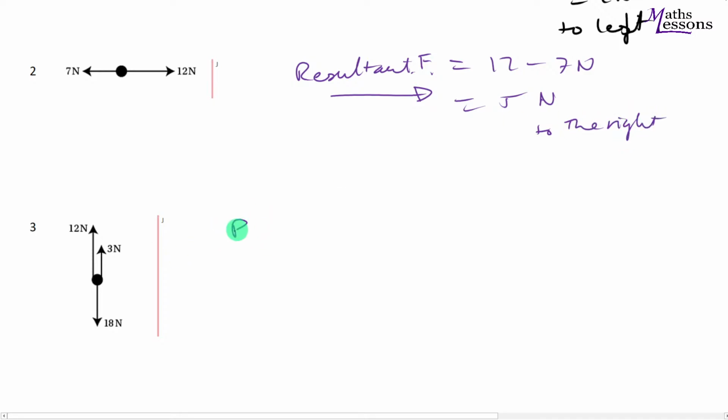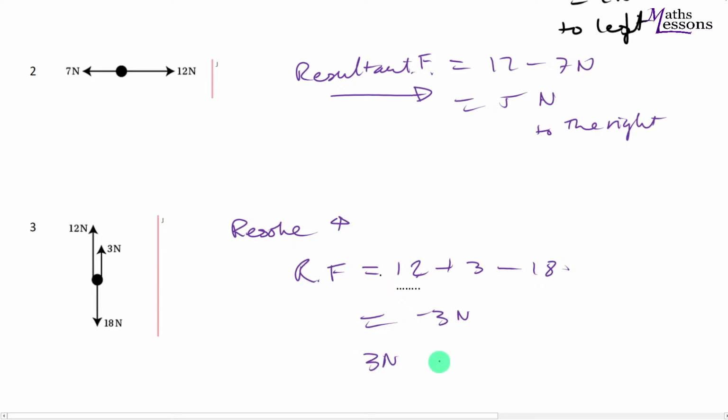Okay, and if I'm going to resolve vertically on this one, so the resultant force, I'm going to just use RF from now on to refer to the resultant force, is going to equal 12 plus 3 minus 18, and that gives us 15 minus 18, which is minus 3 newtons. So therefore, it's going to be 3 newtons downwards. Now in a question you might have up or down, or you might have left and right, or you might have X and Y as your references, or even bearings depending on the question.